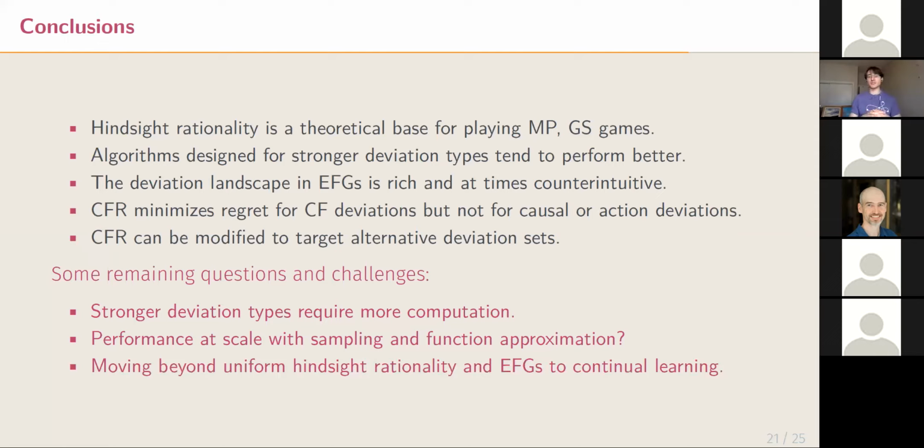And another thing, as I mentioned before, it would be great to move beyond uniform hindsight rationality, so weighting all the rounds evenly, and also move out of extensive form games to a more general continual learning kind of setting. These are both things that we're thinking about going forward.